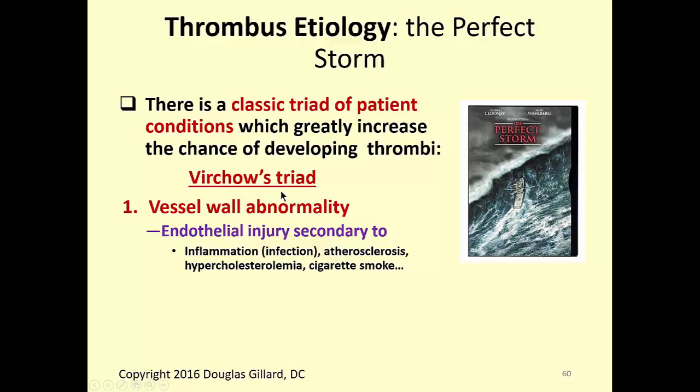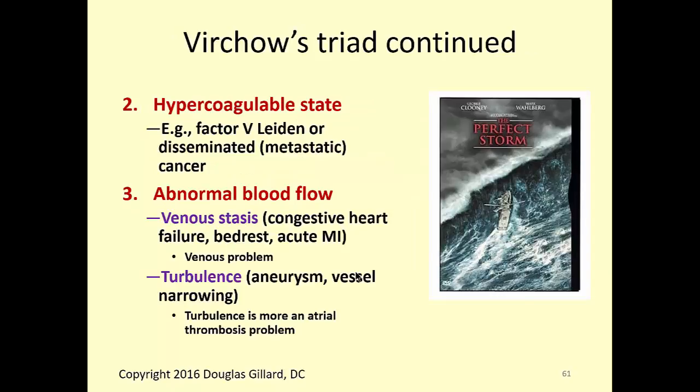So triad, there must be three things. First, abnormal vessel wall. It's an endothelial injury. Typically, the endothelial injury is secondary to, not a knife stab, but inflammation, like the atherosclerosis process, hypercholesterolemia, cigarette smoke, particles of cigarette smoke. So that's very common. A lot of people have that one leg of the tripod, I guess. Second, hypercoagulable state. Now this is not quite as rare. Factor V Leiden is one. There's a whole bunch of them. Factor VIII.